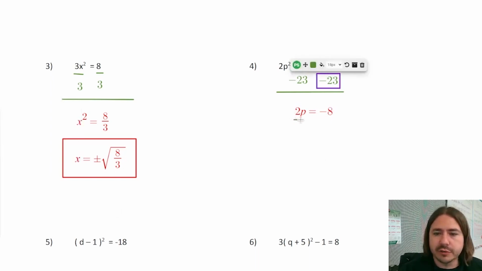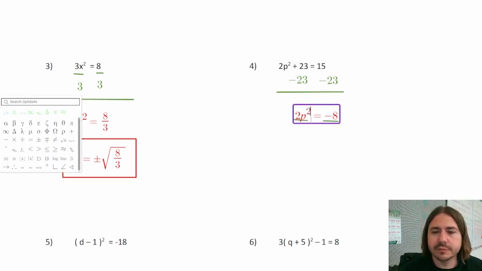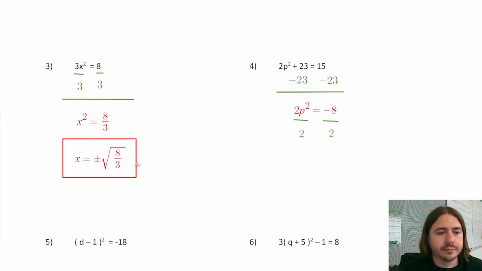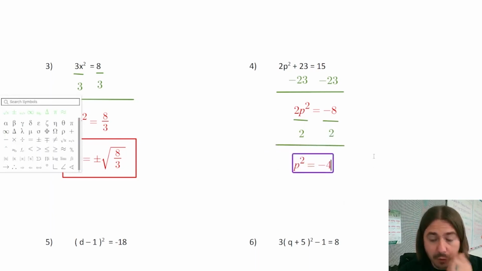Going through the motions here. Oh, you know what? I forgot a little squared on there. That should be 2p squared. Either way, we're still going to divide both sides by 2. That's going to give you p squared equals -4.